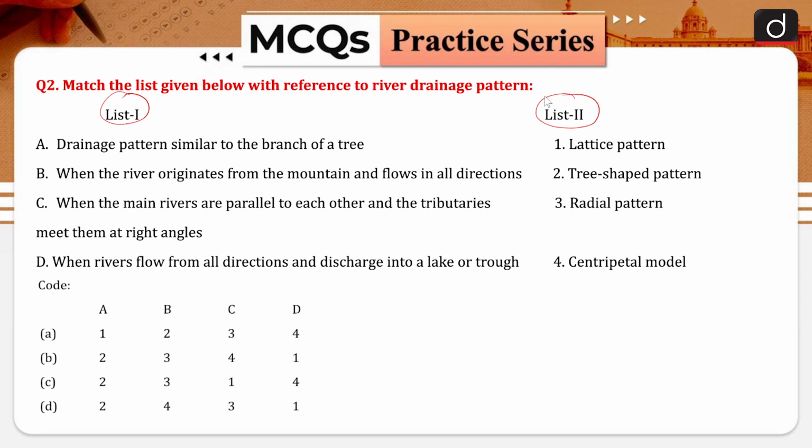Okay, so first, when we are talking about this, they are talking about the branch of a tree. So obviously the second would be your right answer. Okay, so A would be 2. Then for B, when a river originates from the mountain and flows in all directions.